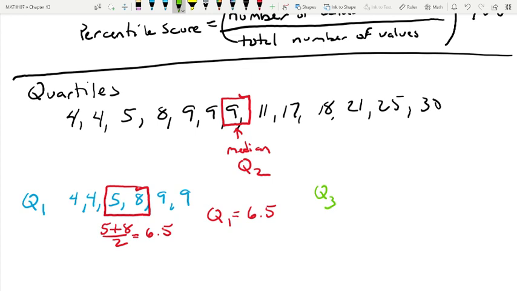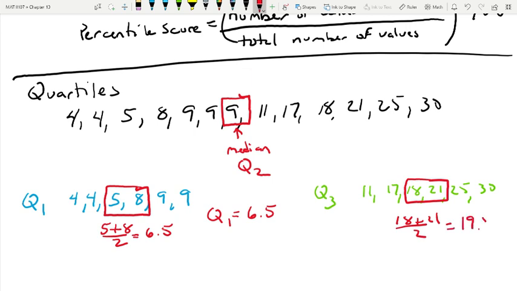And then if we want to find Q3, we take the numbers that were to the right of our median. And so now we have the numbers 11, 17, 18, 21, 25, and 30. And again, we want to find the number in the middle. And so now it's going to be these two. So this is 18 plus 21 over 2. And this gives me 19.5.